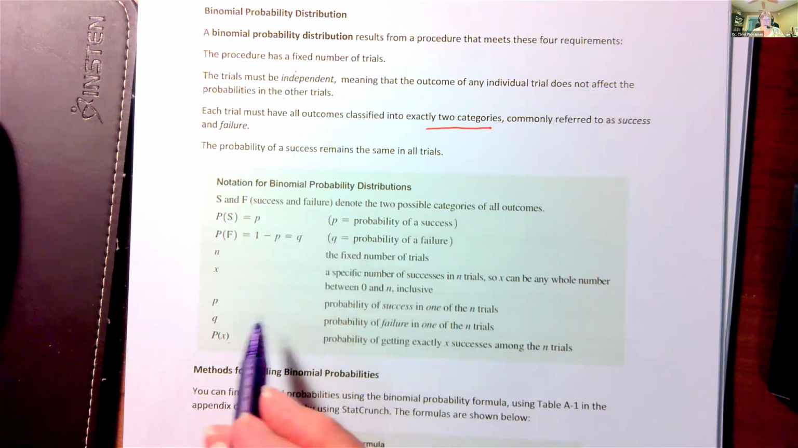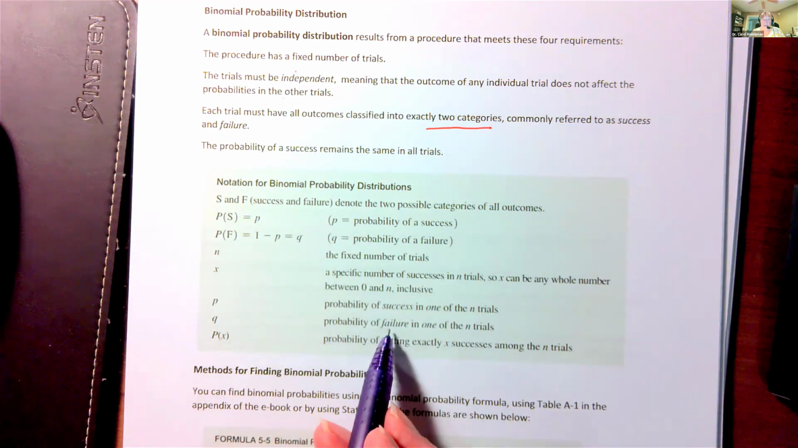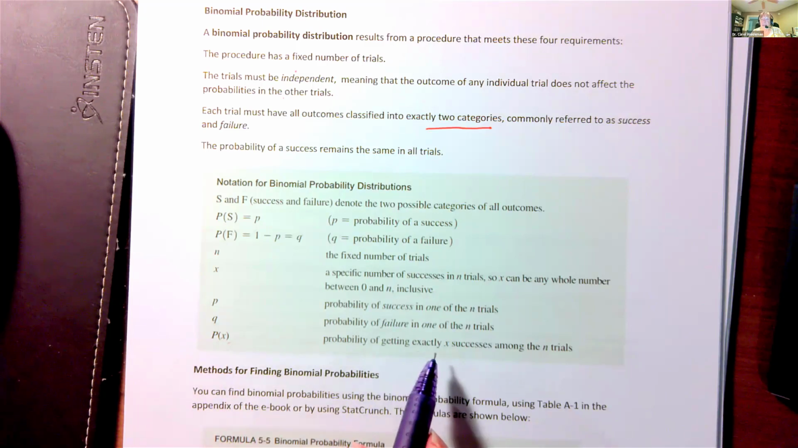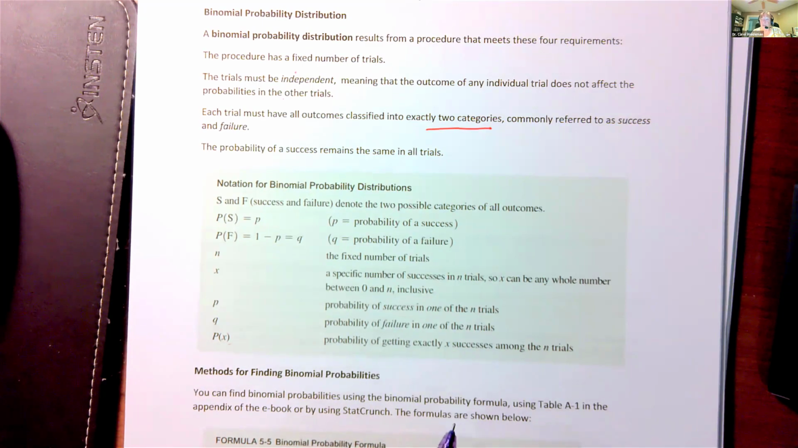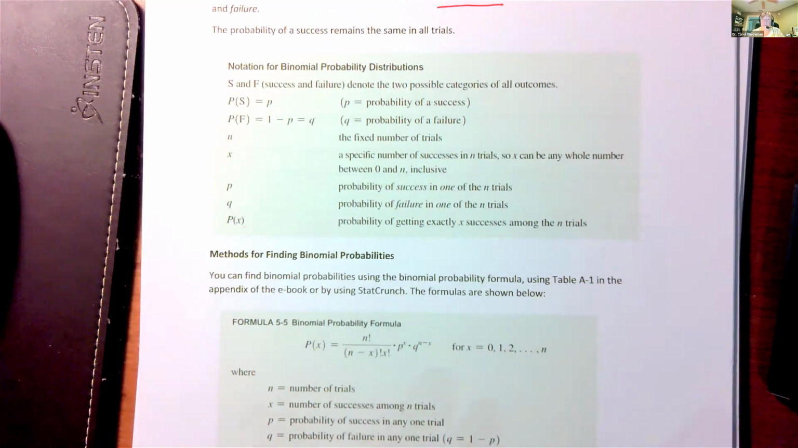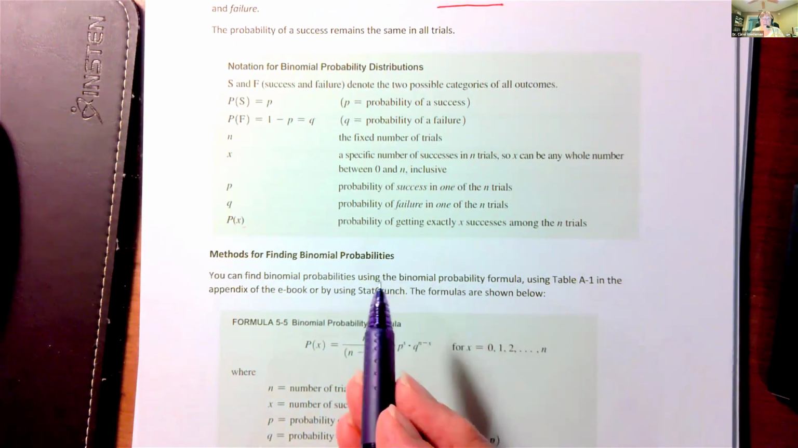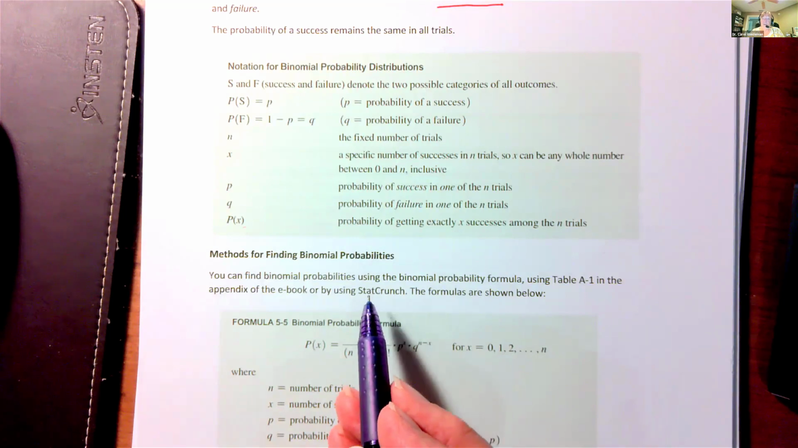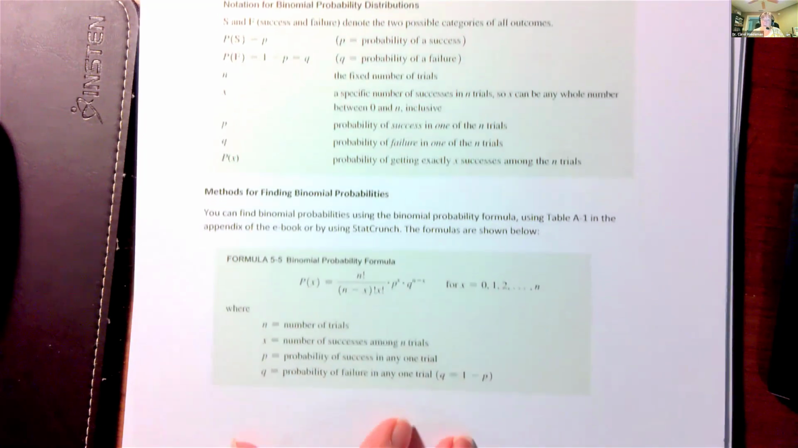p is the probability of success in one of the trials. We don't define it up here. q is the probability of failure. And then P of x is the probability of getting exactly x successes among the n trials. Okay, and then define the probabilities. You can use the table, you can use a calculator, or you can use Statcrunch. And we're going to use Statcrunch.